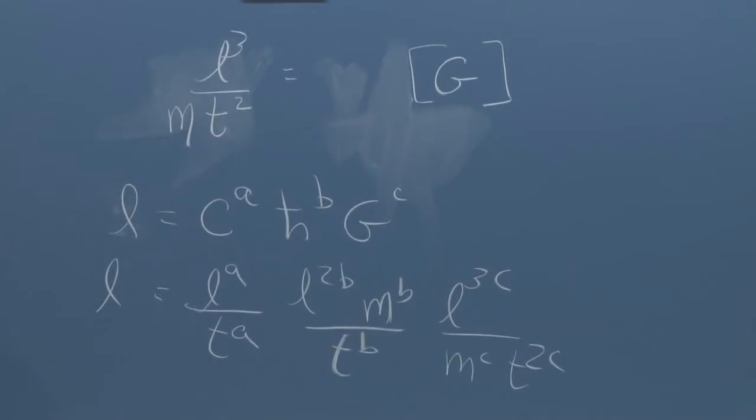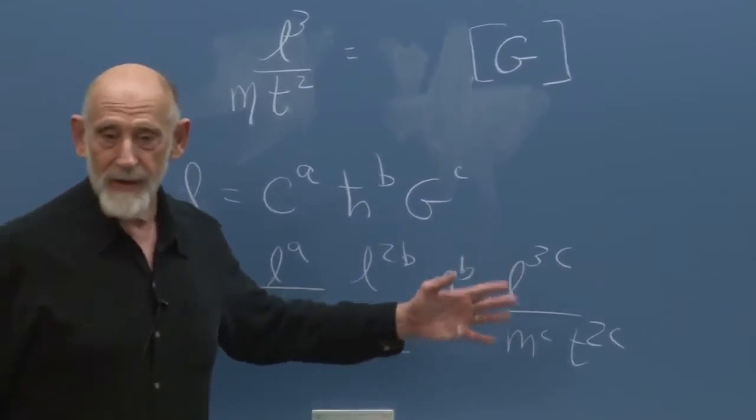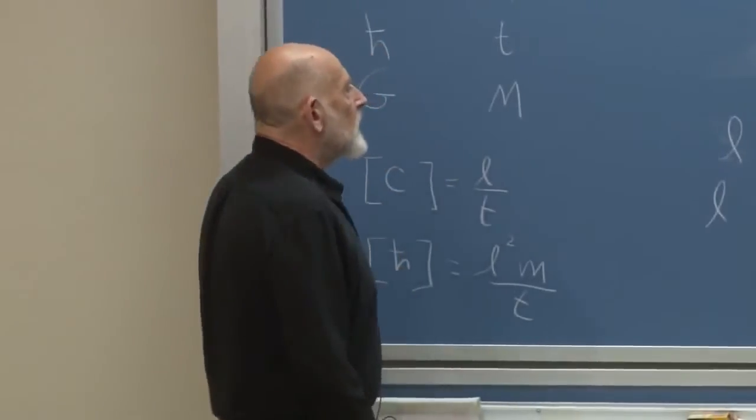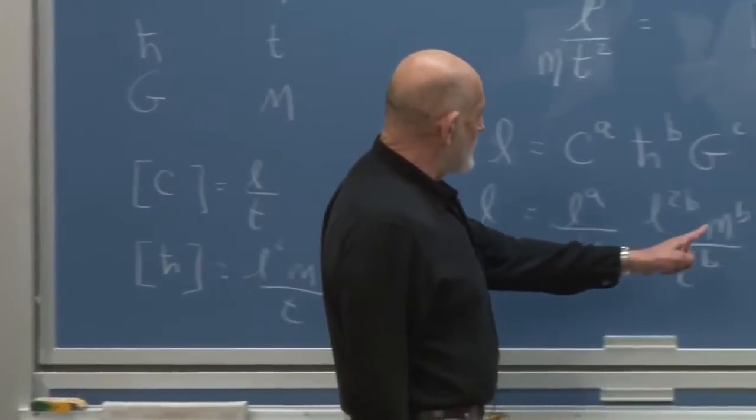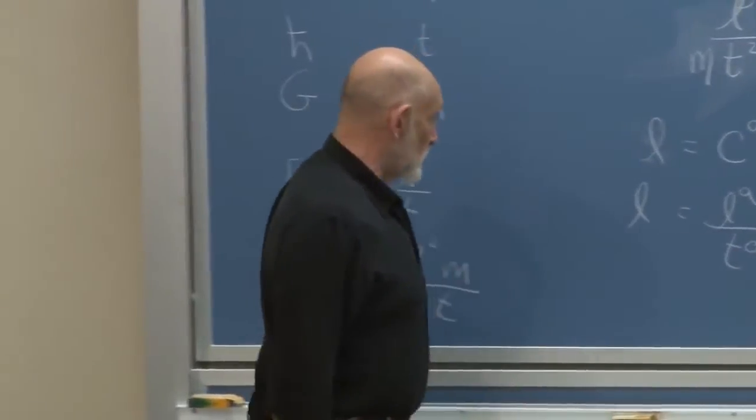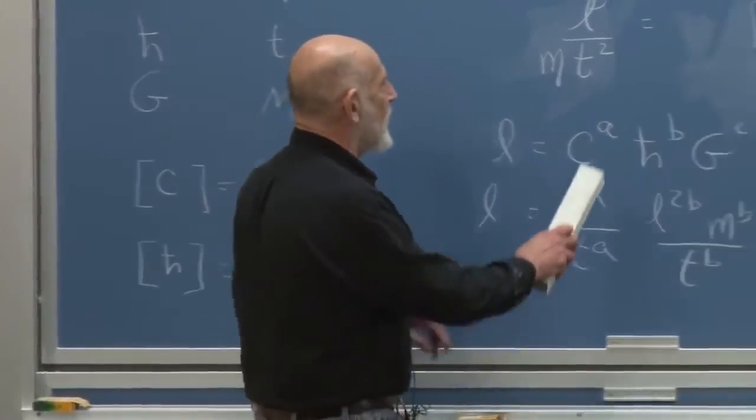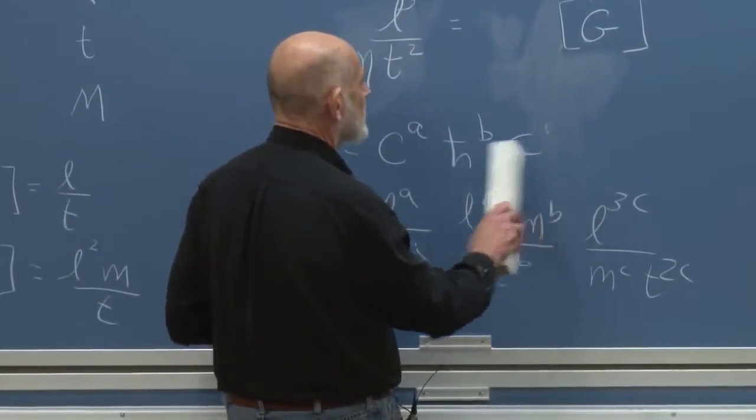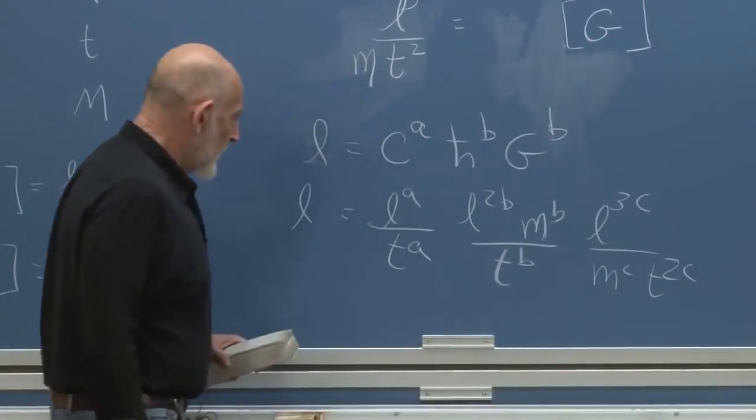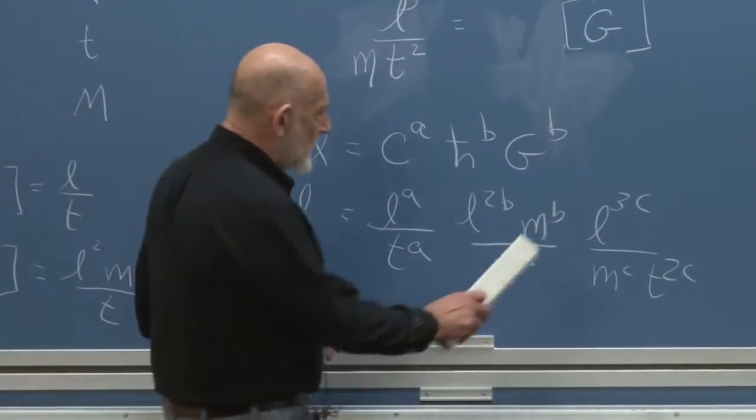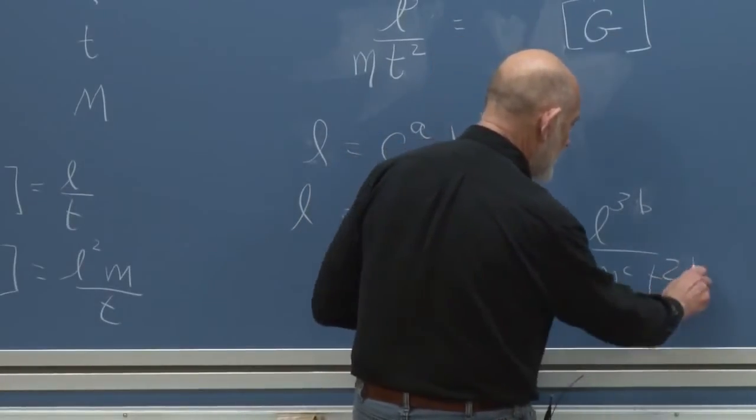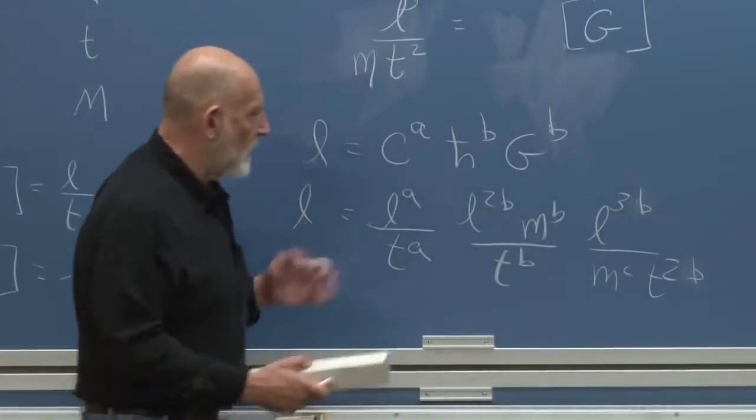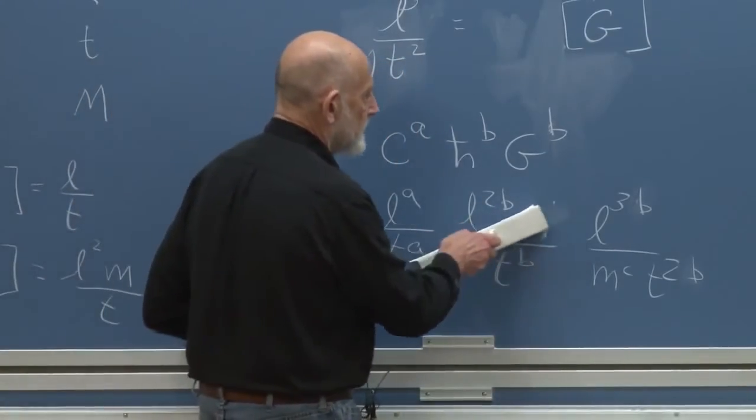This all has to add up to a length. Okay. So what's the first thing I can conclude? I got to get rid of the masses and the times and only be left with a single power of length. So in order to get rid of the masses, I had better have that B is equal to C. That's my first conclusion. So let's put in B is equal to C everywhere we see it. Wherever we see C, we can put B. And the masses now automatically cancel, so I can get rid of them.